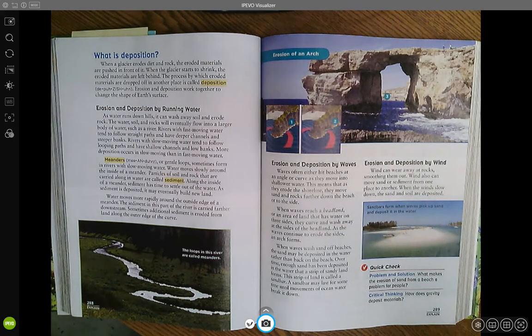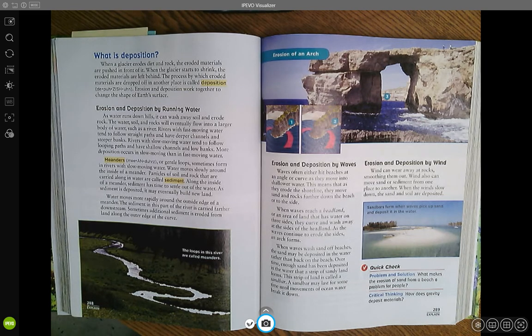What is deposition? When a glacier erodes dirt and rock, the eroded materials are pushed in front of it. When the glacier starts to shrink, the eroded materials are left behind. The process by which eroded materials are dropped off in another place is called deposition. Erosion and deposition work together to change the shape of Earth's surface.